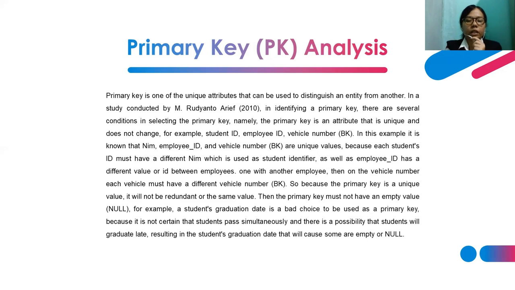Then the primary key must not have an empty value or null. For example, a student graduation date is a bad choice to be used as a primary key because it's not certain the student will pass on schedule, and there is a possibility the student will graduate late, resulting in the student graduation date being empty or null.